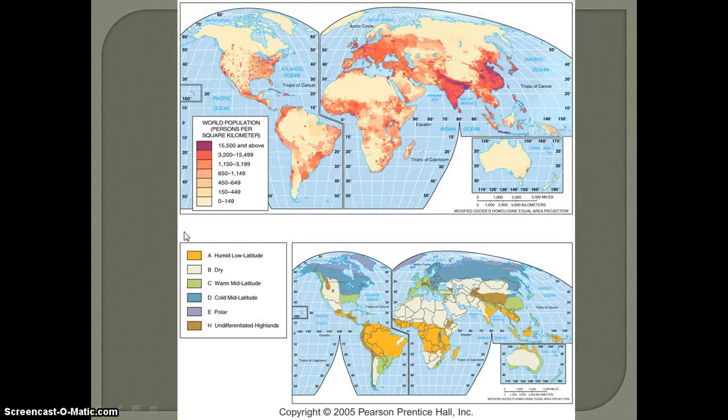You'll notice here on our map, and I guess you would consider both of these to be choropleth maps, that people tend to congregate in areas that are more temperate.